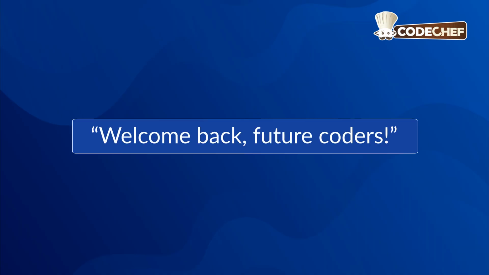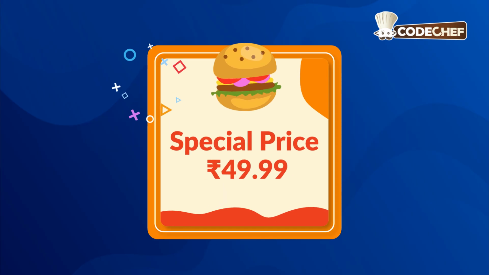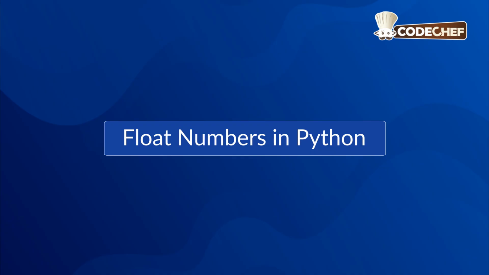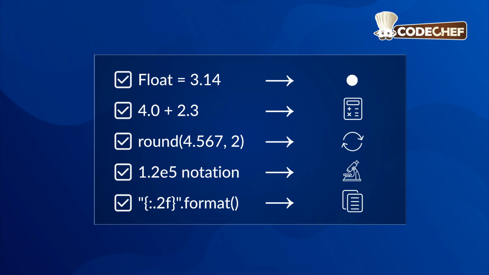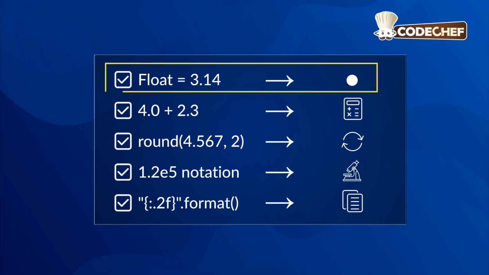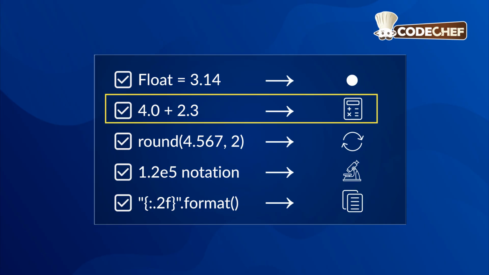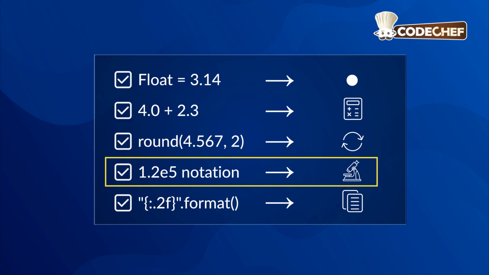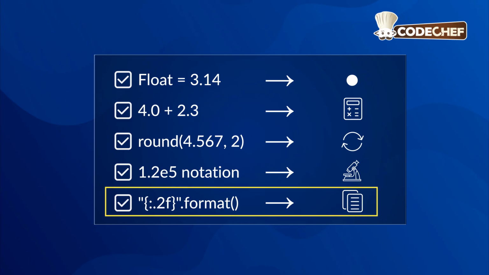Welcome back, future coders. Real life is full of decimals. Think $49.99 on a price tag or 5.6 feet on a height scale. These are floats. Today, let's dive into float numbers and see how Python handles them with precision. In this video, you'll learn how to declare float numbers, perform float arithmetic, addition, subtraction, multiplication, and division, round values, use scientific notation, and control float precision in Python.